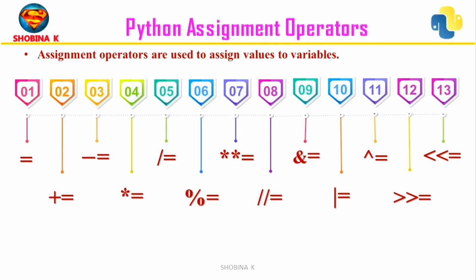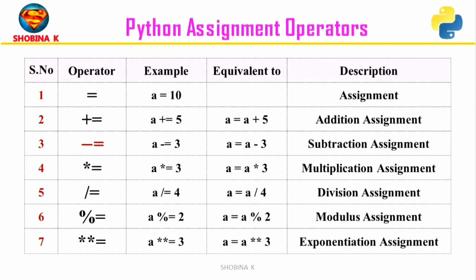Now let's see each assignment operator one by one. First we have assignment operator. It is denoted by equal sign. It simply assigns the value on the right to the variable on the left.